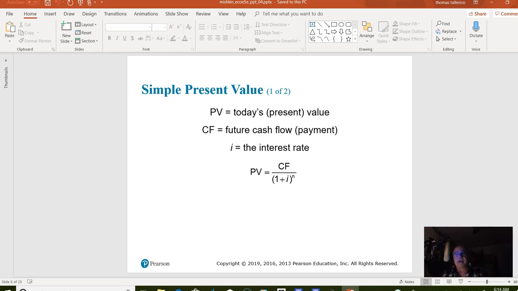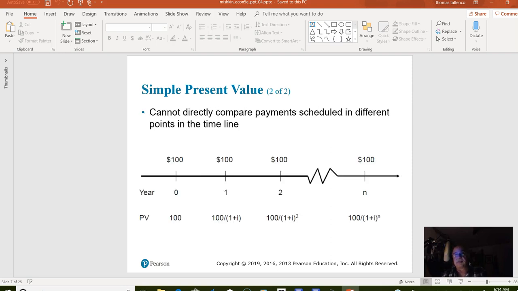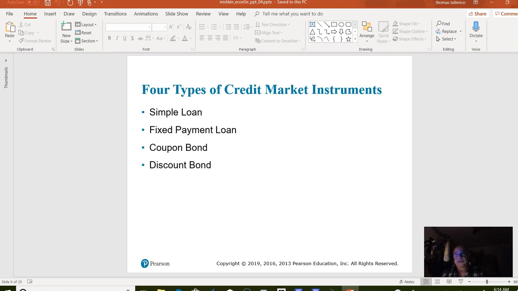So here's a simple present value slide, okay, of a single amount, right? I see, if it's just one amount, not an annuity, and here's the way it looks on the timeline. All right, so just a simple loan. Let's go through these four terms together. A simple loan is just that. I loan you $1,000 today, and I say pay me back in a year, and give me 5%. So if I loan you $1,000 and say pay me back in a year, that's $50, right?